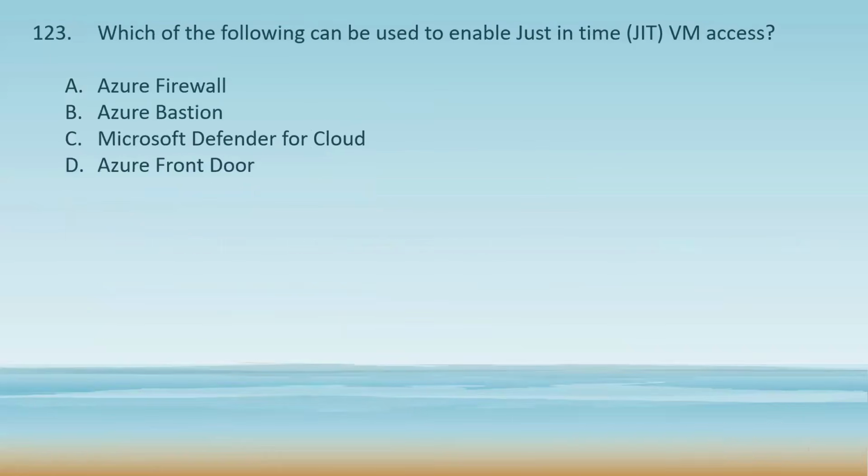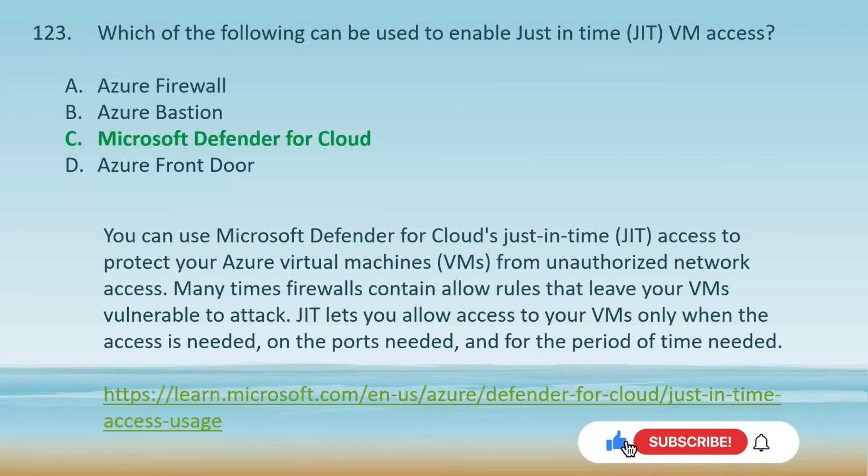Question number 123 of the series. Which of the following can be used to enable just-in-time, or we also call it JIT VM access? Your options are Azure Firewall, Azure Bastion, Microsoft Defender for Cloud, Azure Front Door. And the correct answer in this case is option C, Microsoft Defender for Cloud.